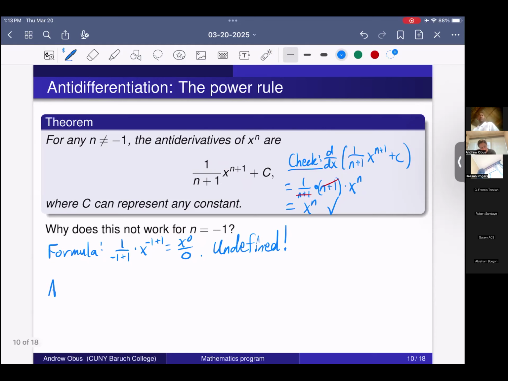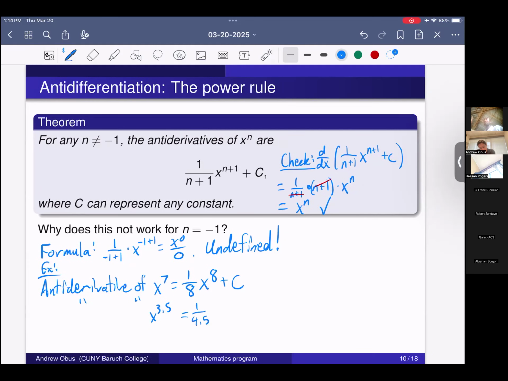So for instance, just examples, the antiderivative of x to the 7th, you just write in the formula. It's just 1/8 x to the 8th plus c. The antiderivative of x to the 3.5 is just 1 over 4.5 times x to the 4.5 plus c, etc. Right? So it works. This works fine as long as you're not doing the antiderivative of x to the -1. Anything else is fine. Okay? So this is our first formula for antidifferentiation, or what's called integration.